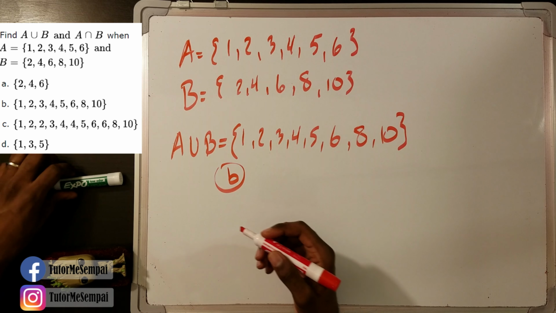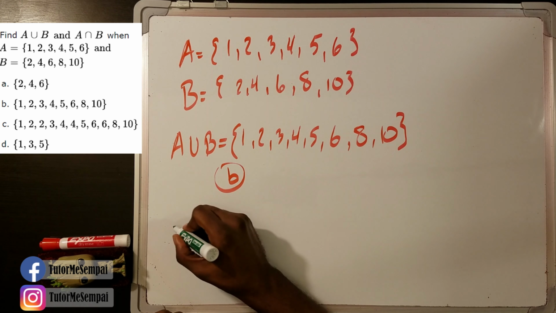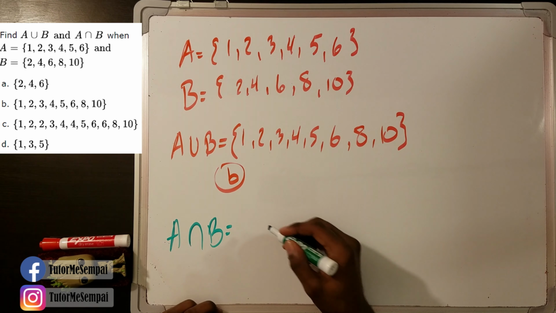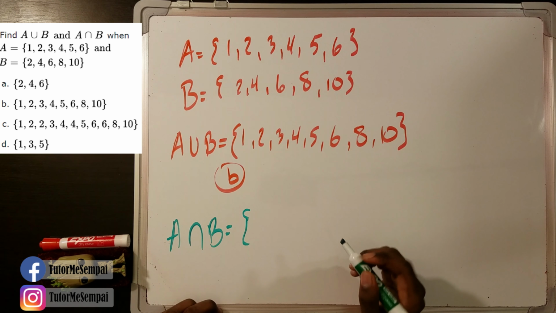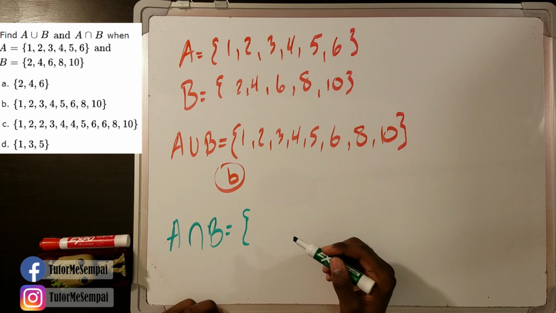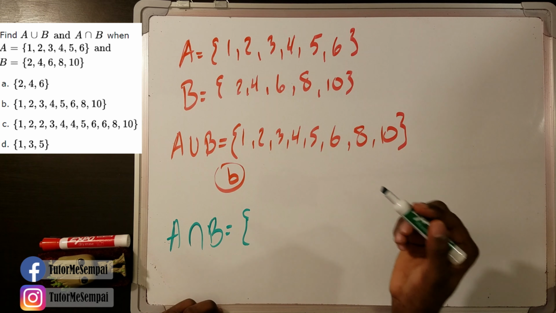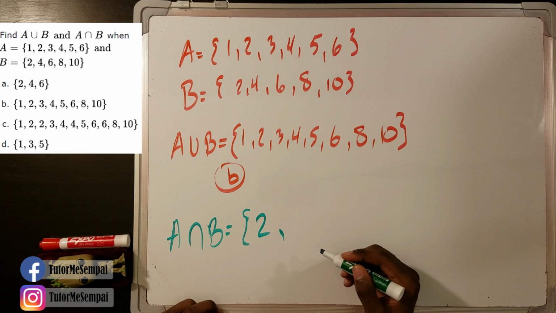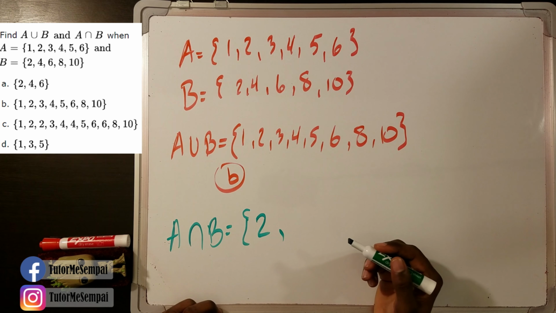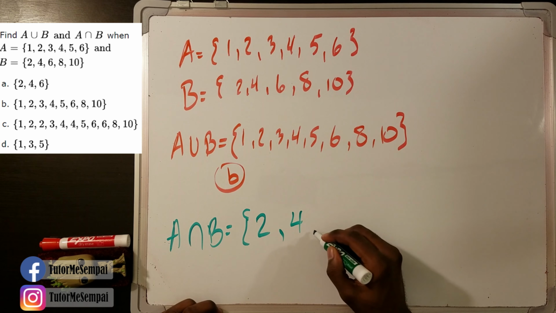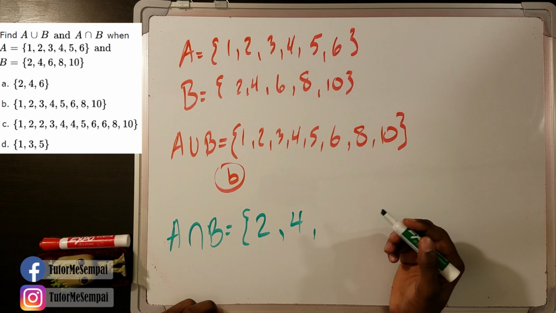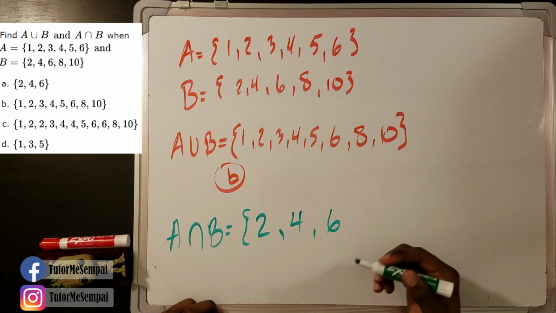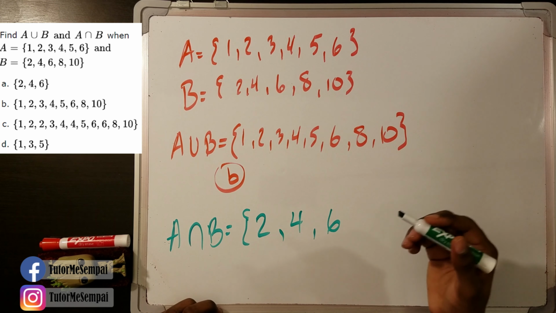All right, how about A intersect B? Well, that's going to be what they have in common. Do they have a 1 in common? No, so we don't write it. How about a 2? Yes, so we do write that one. Do we have a 3 in common? No. How about 4? Yes. 5 in common? No. 6? Yes. And 8 and 10? No, we don't have any of those in A.